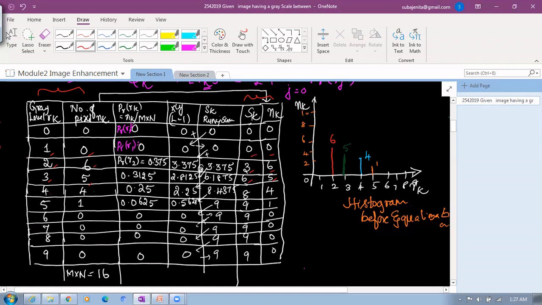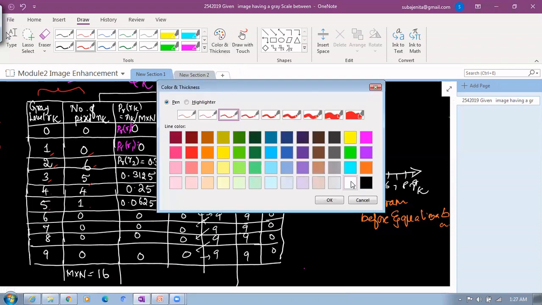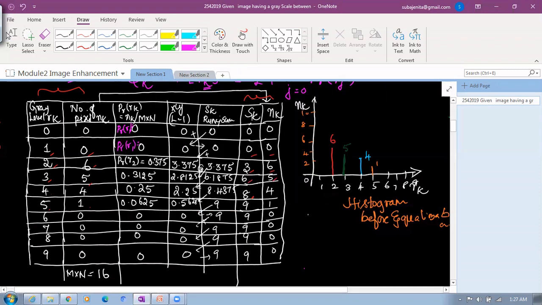And 4 has occurred 4 times in this example, whereas after performing equalization 8 has occurred 4 times. And before histogram equalization 5 has occurred 1 time, whereas here 9 has occurred 1 time. And 6, 7, 8, 9 have not occurred at all, whereas here 8 has already occurred. So have a comparison and let us plot the graph for the histogram after equalization.